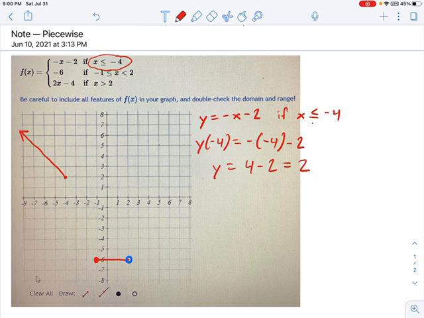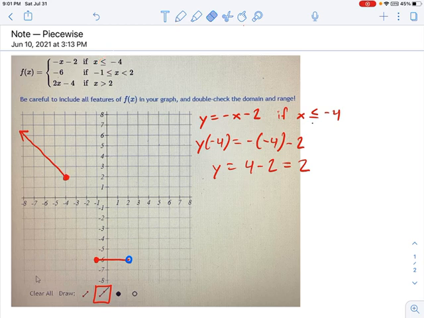So I'm going to do this arrow using the ray button on the graph. You start at one point and then you click another point and that'll make an arrow pointing off in one direction. So now we need to put the endpoint on this ray, and because it's less than or equal to negative 4, that's going to be a closed dot right there.